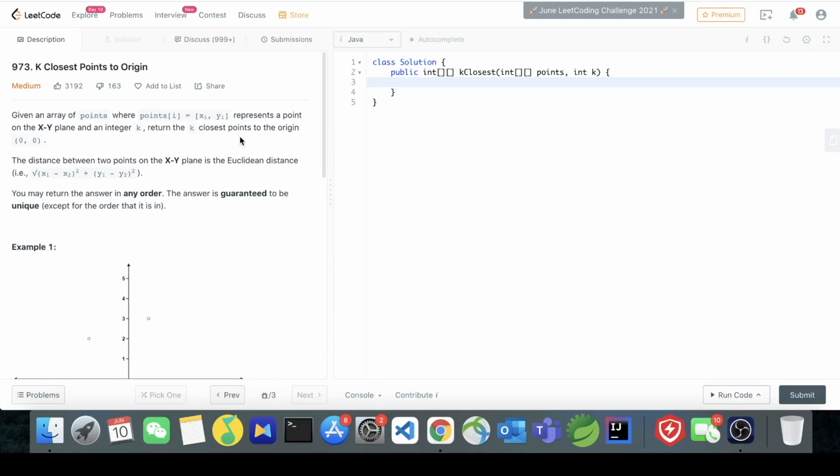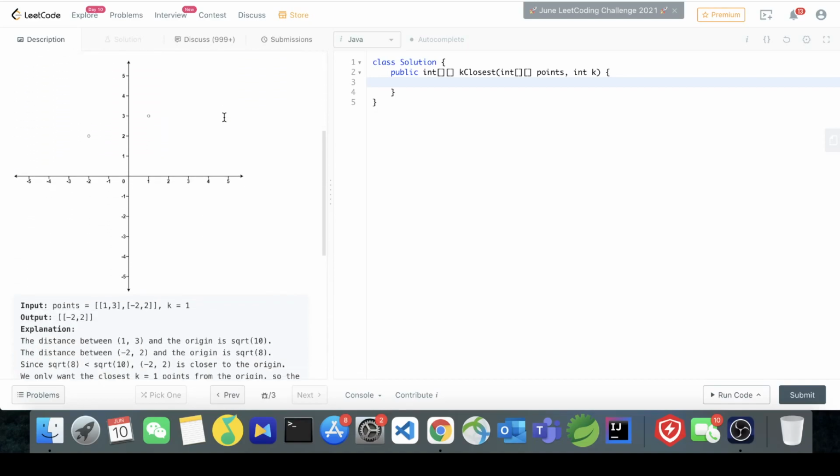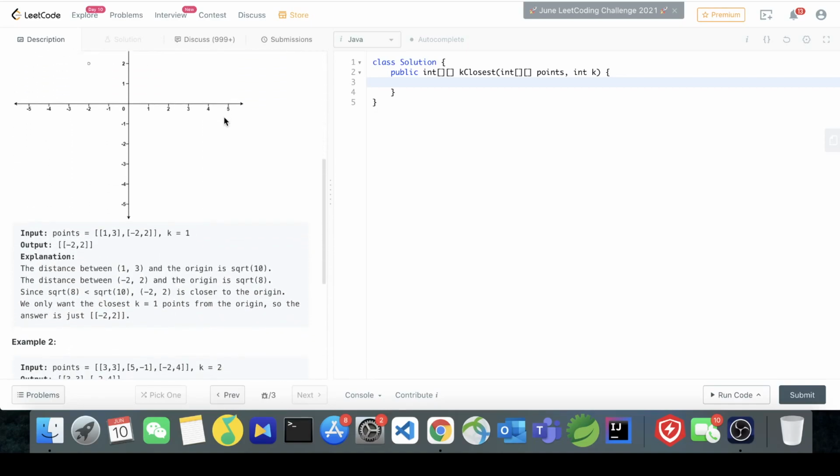So how do we find the distance of each point to the origin? We have to calculate the square root of the sum of square x plus square y, and that would be our distance of each point to origin. So let's look at the example here.